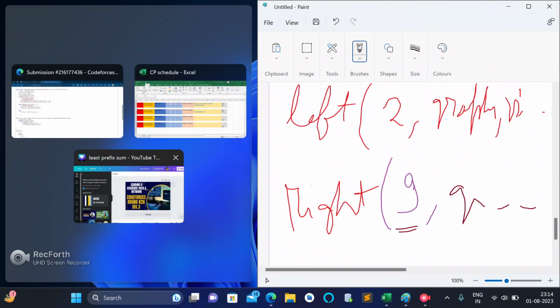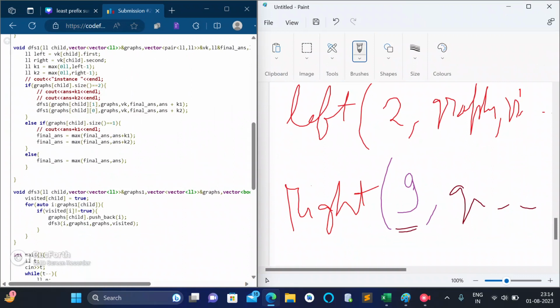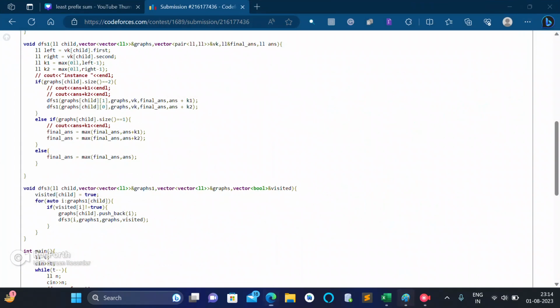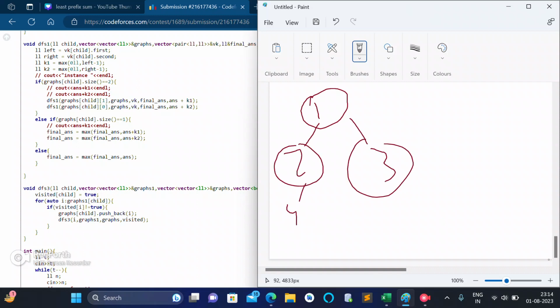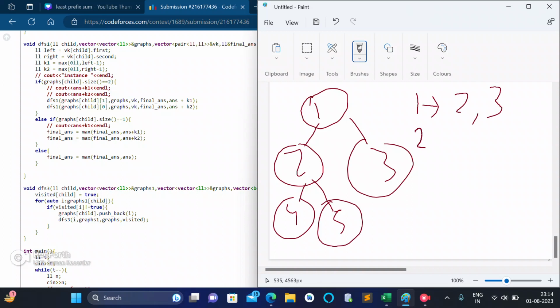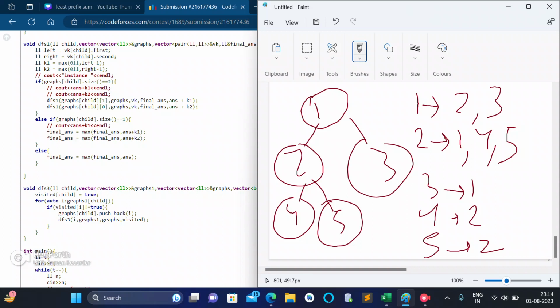Let me explain what I did in this DFS. Let me make it full screen. Actually, when we are making a call on DFS 3, when we make graphs, what we usually do is, let's say this is my graph: 1, 2, 3, and this is 4, and this is 5. In the adjacency matrix of 1, we will see 2, 3. In the adjacency matrix of 2, we will see 1, 4, 5. In the adjacency matrix of 3, we will see 1. In the adjacency matrix of 4 and 5, we will see 2. This is what our adjacency matrix looks like.